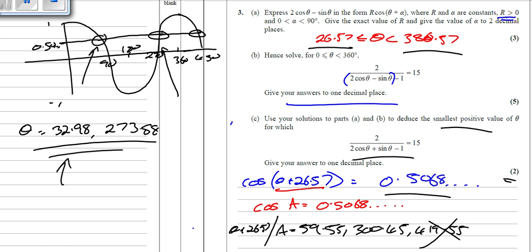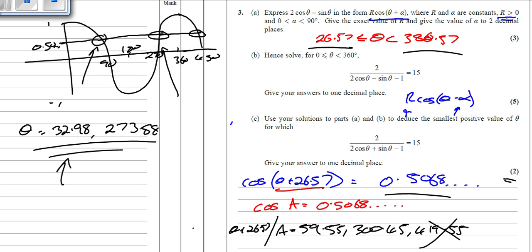And then if you have a look at it a little bit closer, what you notice is that the top one here is 2 cos theta minus sine theta, and this one here is 2 cos theta plus sine theta. So therefore, if you were to do the whole question again, you do this as r cos theta minus alpha. And if you do that, you should find out that alpha and r are going to be the same thing. So it's going to be root 5 cos of theta minus 26.57.